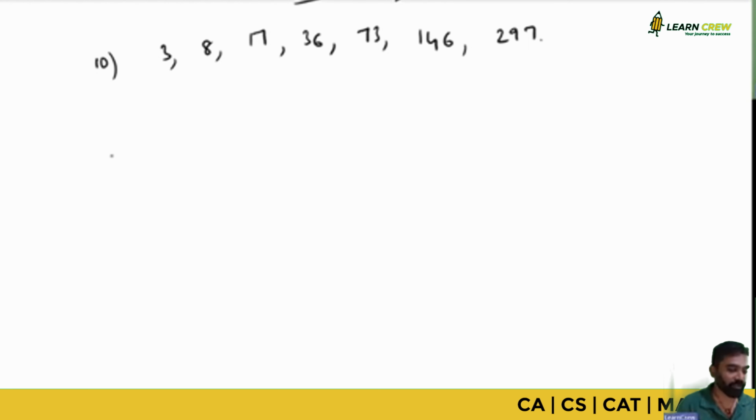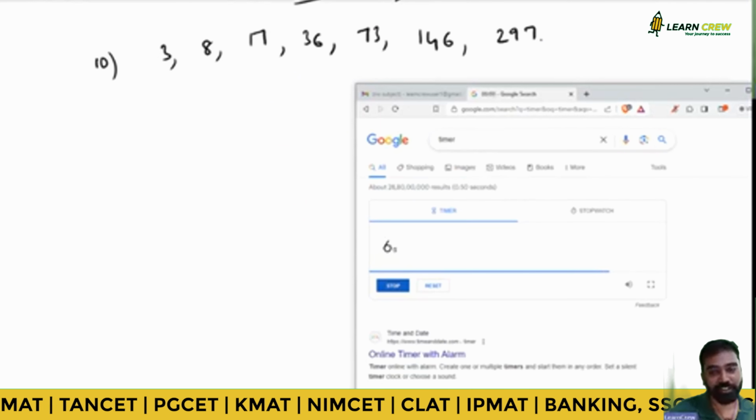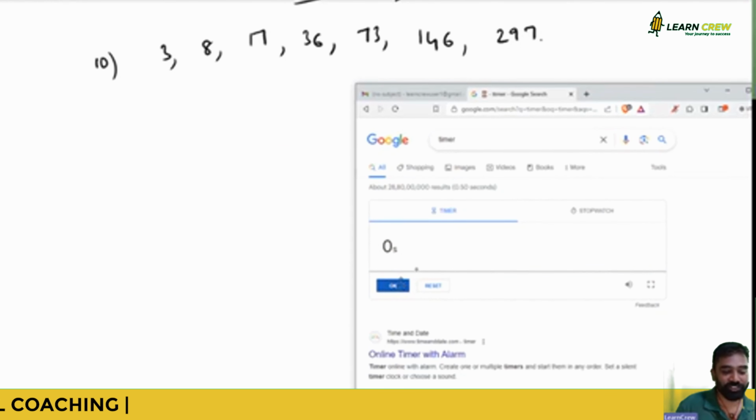3, 8, 17, 36, 73, 146, 297. Find out the wrong number. 3, 8, 17, 36, 73, 146, 297. Is it going to be multiplication or division or a subtraction? What is it? Let's see who is identifying this. I should get a timer, I think. The timer is running. Only 30 seconds for each question, not more than that. Start.